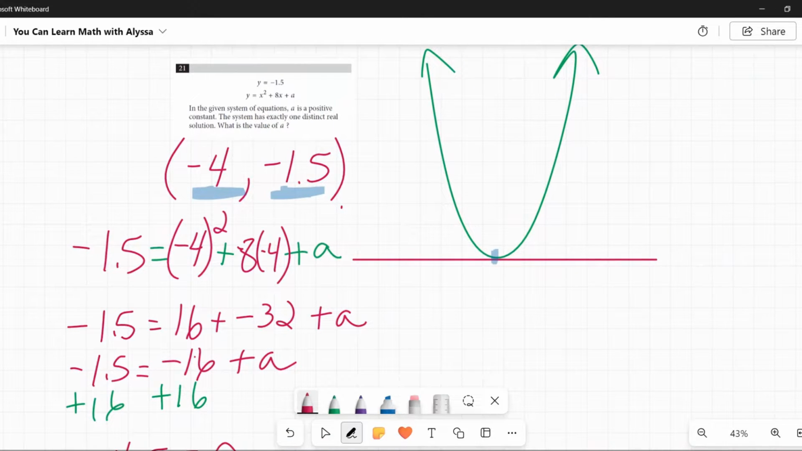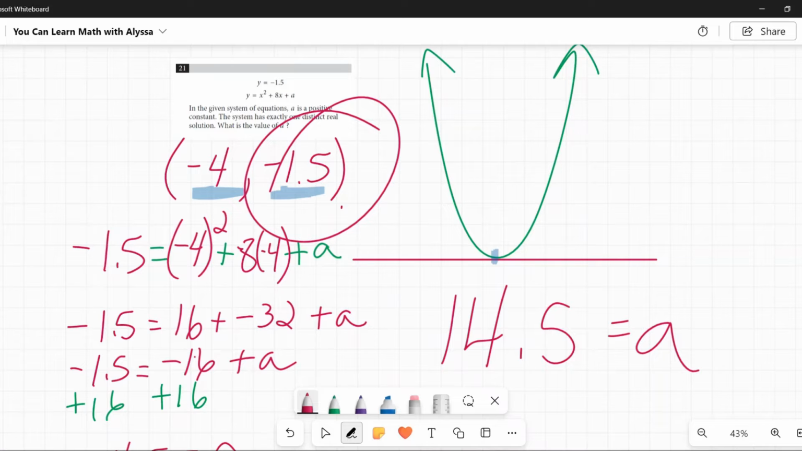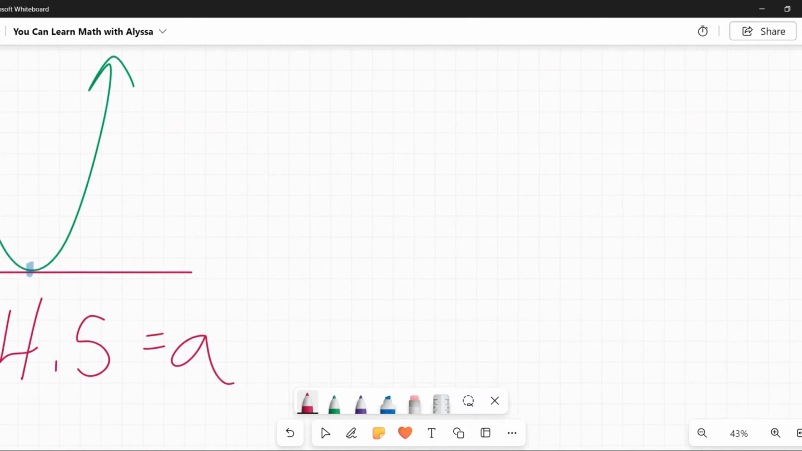That's the answer. So again, 14.5 equals a. The reason why this works is because for it to intersect at one point, it has to intersect at the vertex. That has to be true. So we find the vertex by first finding the axis of symmetry, negative b over 2a, and that gives us our x value for it. And we know that the y for it to be this vertex that intersects with this line has to be negative 1.5. Then to solve for that a, we plug both of those in and solve for a. Not the kind of problem you're normally going to find in your math book, but here we are.